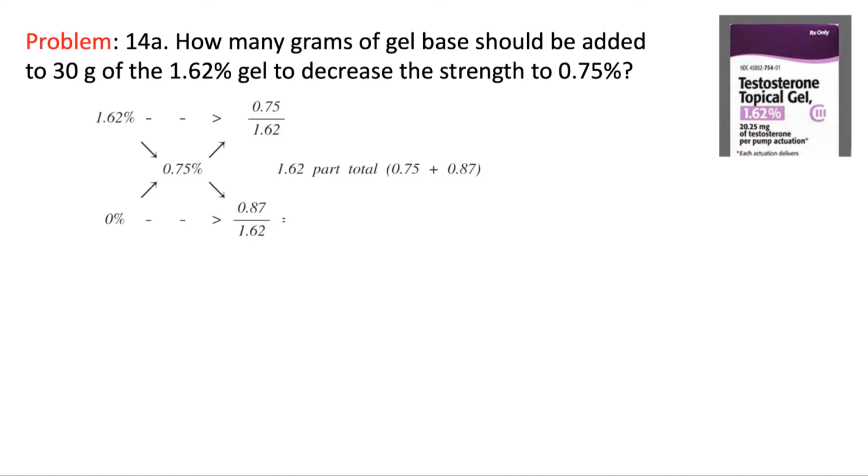All right, so let's start with the alligation alternative. So in the alligation alternative, what we would do is set up by starting with our high strength on top, which is our 1.62% gel that we already have. That's what we're starting with.